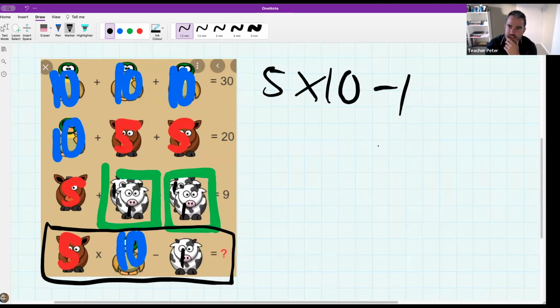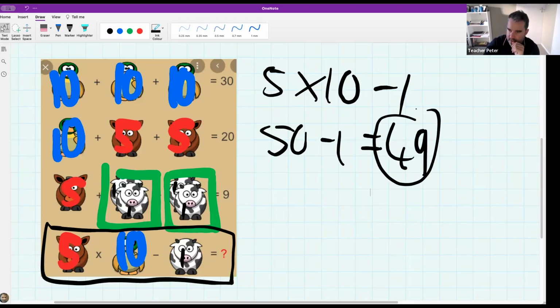Stephen, you're on the money. Siamtanda, you're on the money. So it's 5 times 10 because BODMAS is 50 minus 1. And then we have 49.